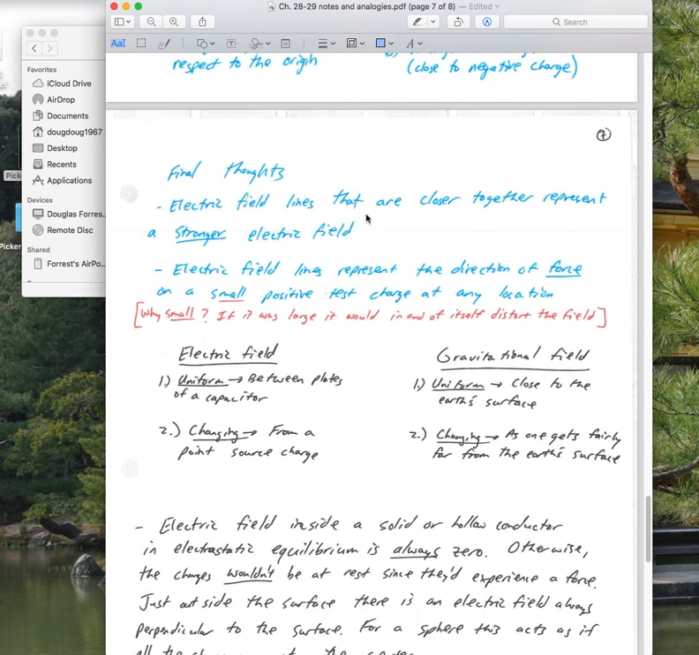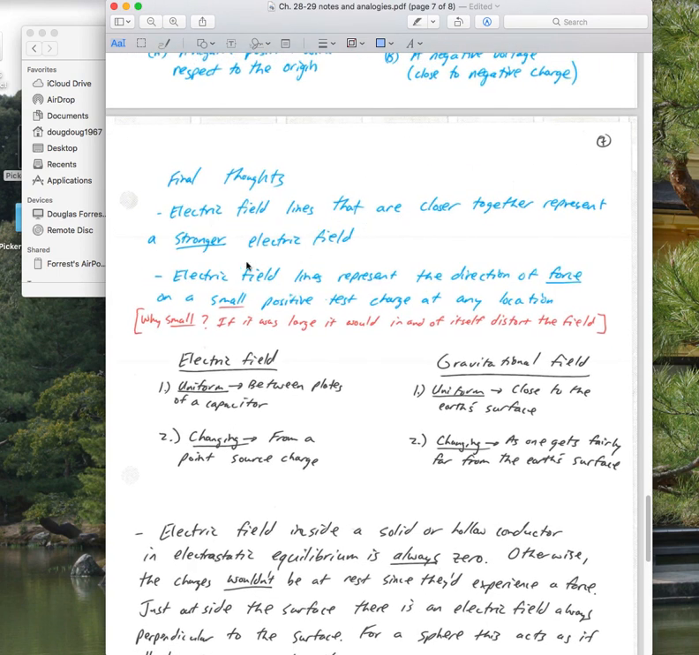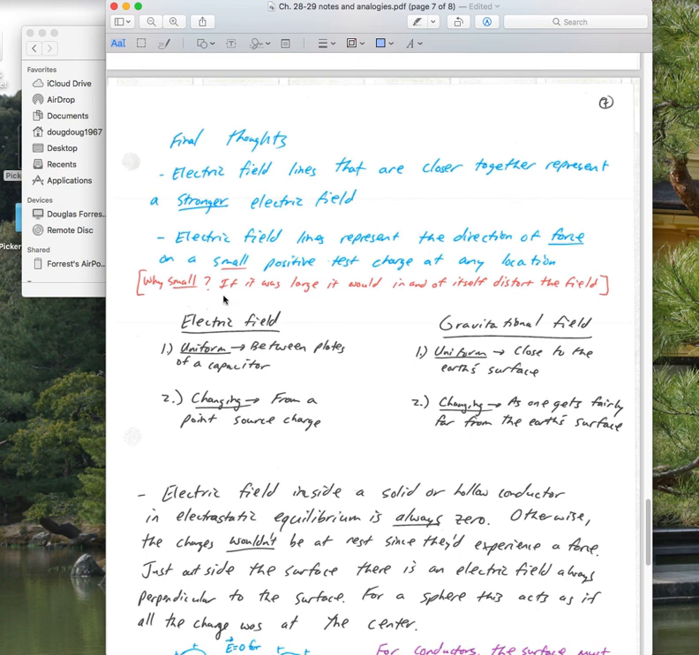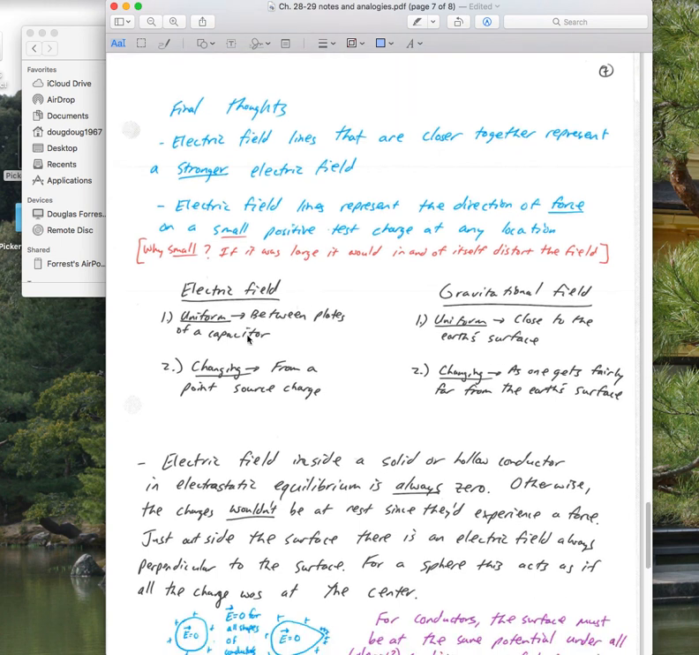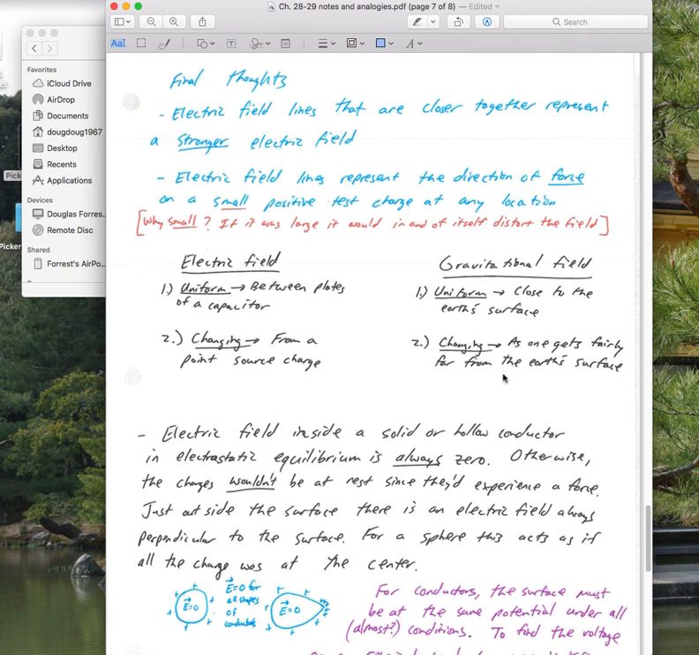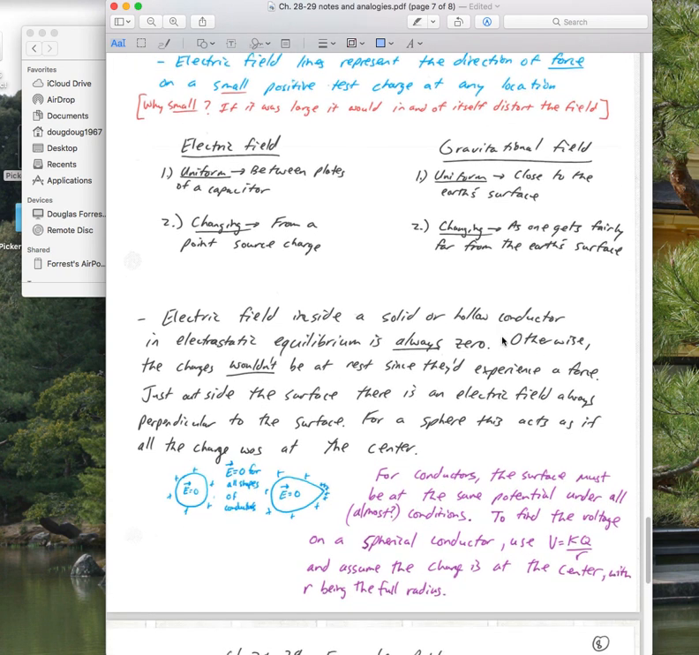Final thoughts on this. Electric field lines that are closer together represent a stronger electric field. Electric field lines represent the direction of force on a small positive test charge at any location. Why small? Well, if it's a larger charge, it would in and of itself distort the field. So we think of a test charge as being something that wouldn't affect the field. We think of uniform electric fields, say between the plates of a capacitor, changing electric fields from a point source, uniform gravitational fields close to the Earth's surface or planet surface, and changing gravitational fields when we look from a fairly far distance from the Earth's surface.